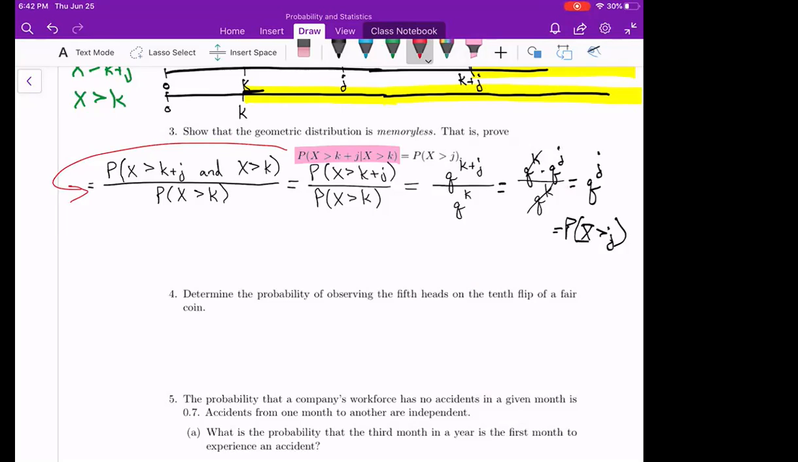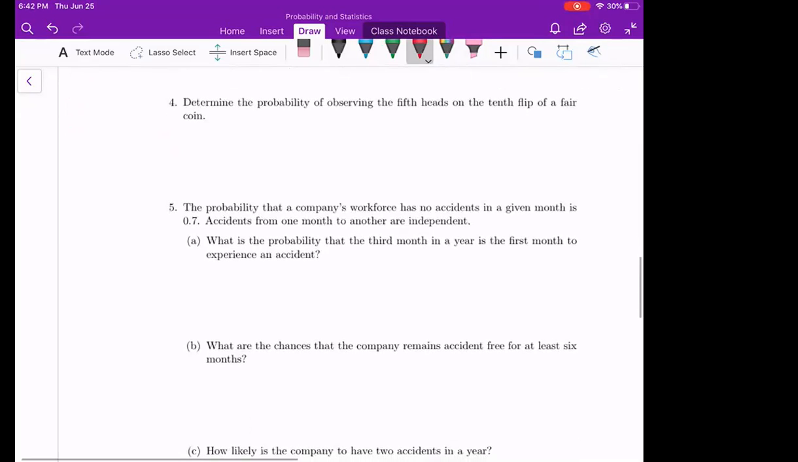Let's continue on with applications and look at number 4 here. It says, determine the probability of observing the 5th heads on the 10th flip of a fair coin. And so this is negative binomial, not geometric, because you don't want to see the first success, you want to see the 5th one.